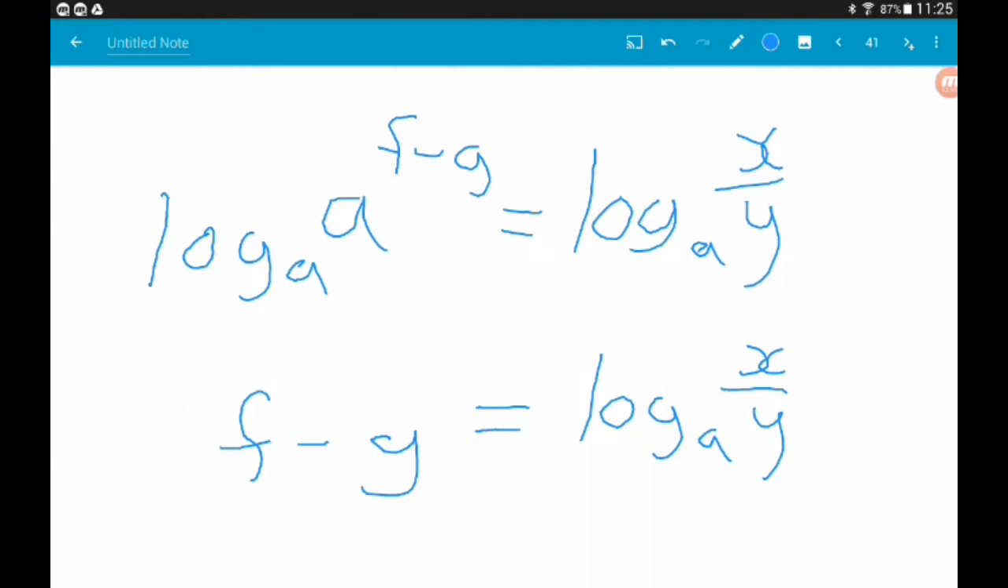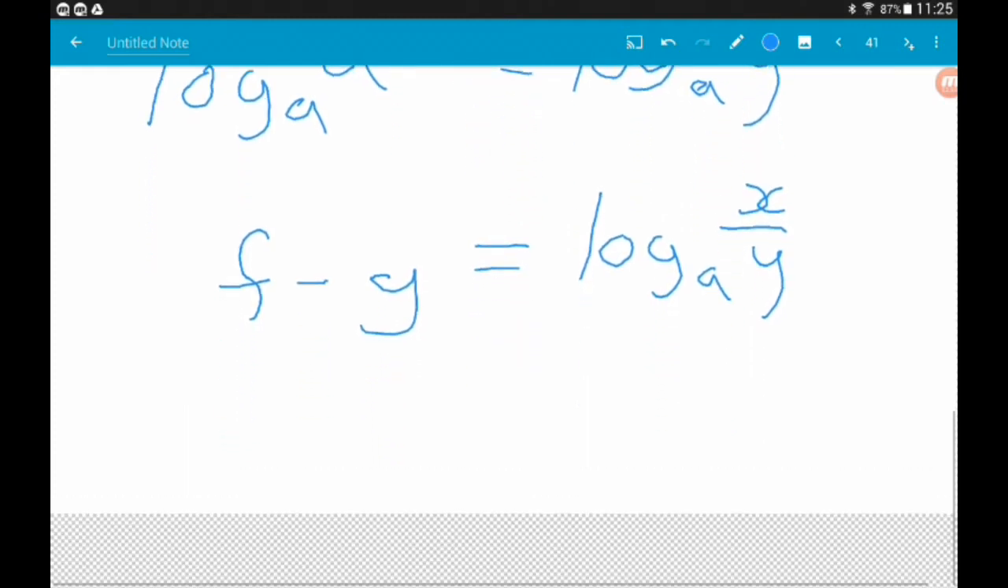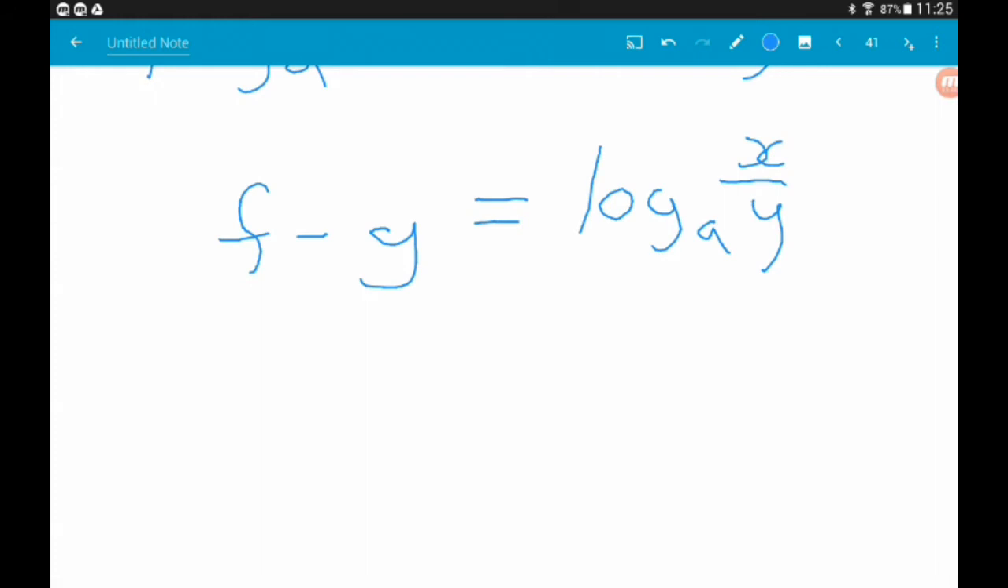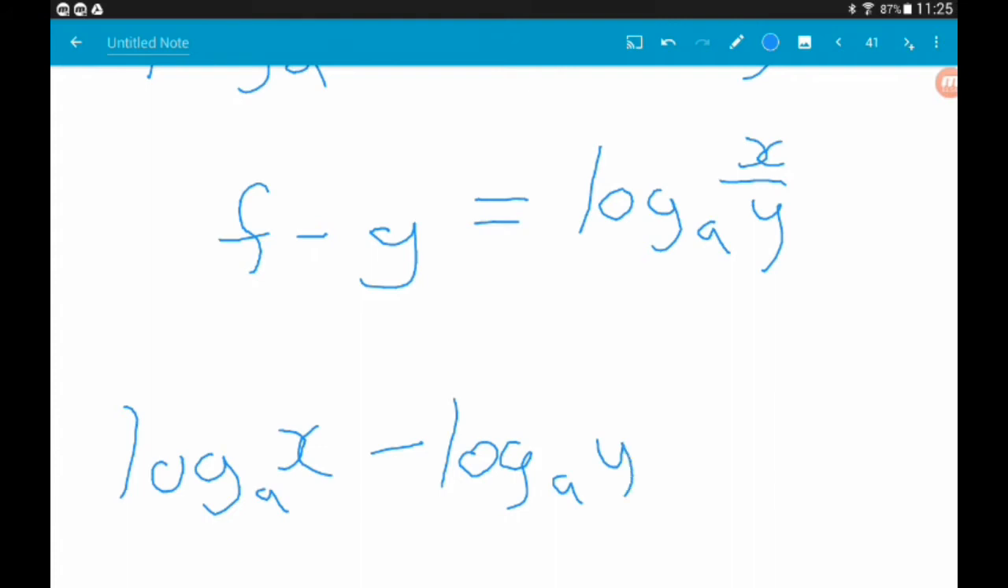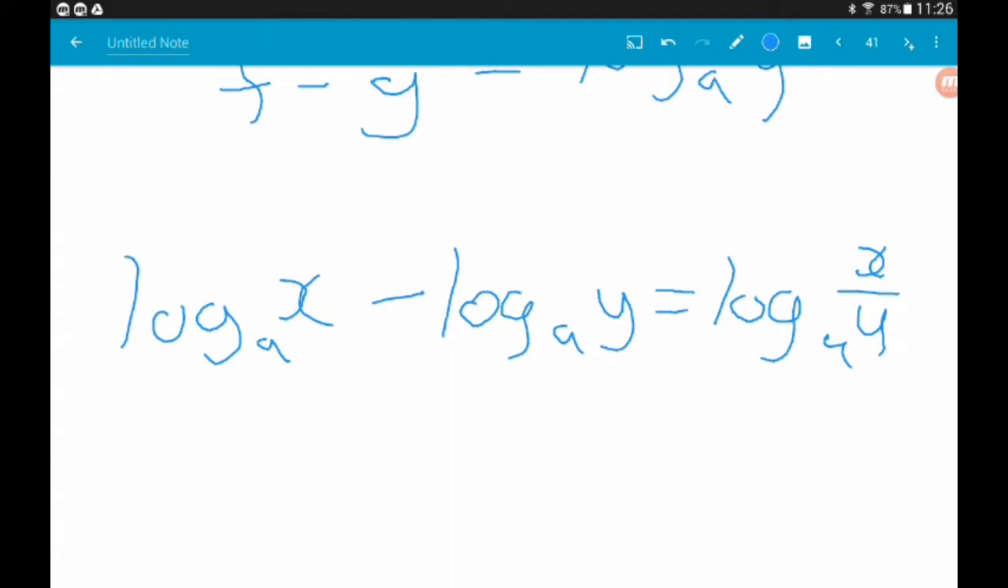And then again, remember at the start, we said that log base a of x was equal to f, and log base a of y was equal to g. So we've got log base a of x minus log base a of y is equal to log base a of x over y. Again then, there is law number 2 proven, QED. On to law number 3.